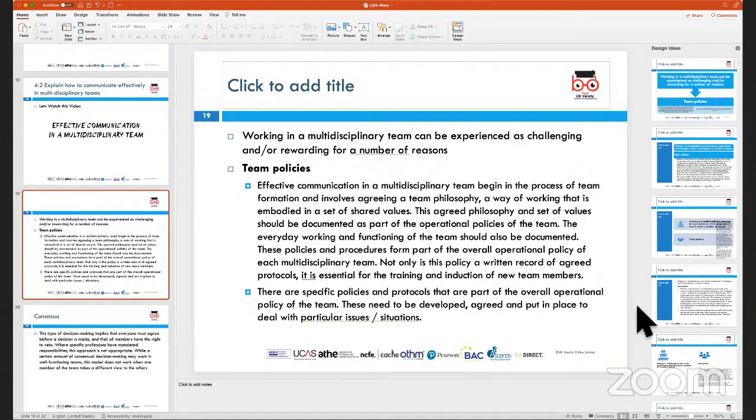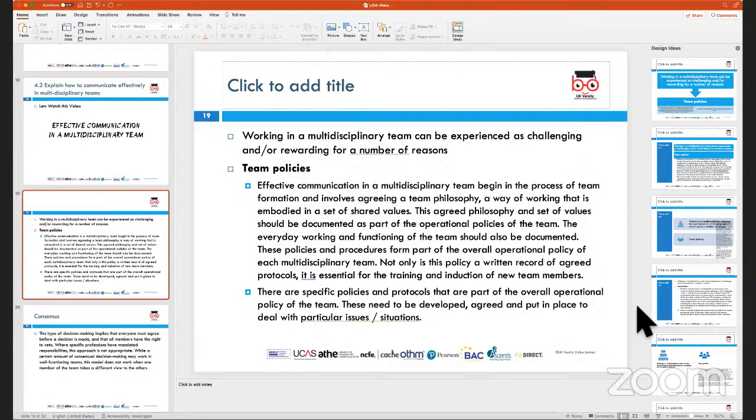But what we need to do in this assessment criteria is to understand how we can communicate effectively when we are working as part of an MDT, or multidisciplinary team. So here, some of the points that are important for us to understand is that when we talk about communicating effectively, we need to be looking at certain policies and procedures.